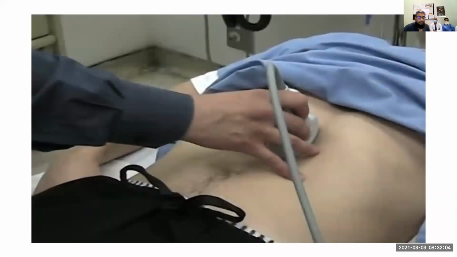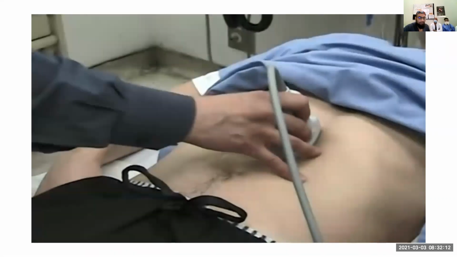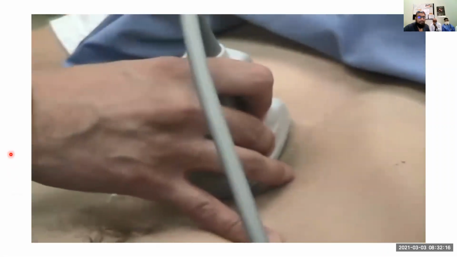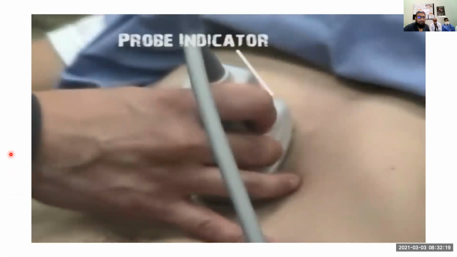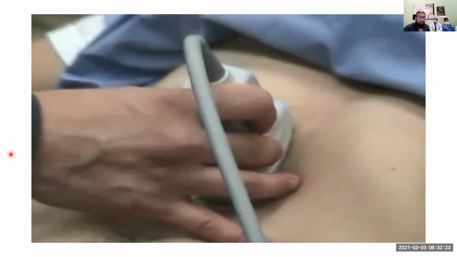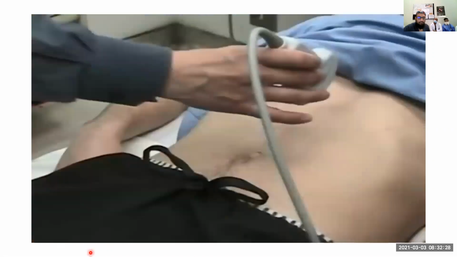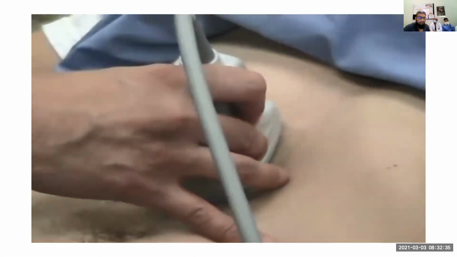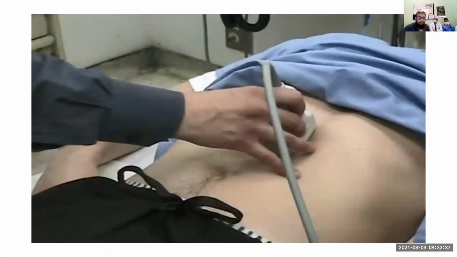All right, let's go to another one. So this is just a video to show us how it's done, okay? Here, it's just taking a linear 3 to 5 megahertz probe. He's aiming the indicator towards the head. He's placing it just under the xiphoid process, and then he's just sliding 1 to 2 centimeters to the patient's right. So that's the deal. Probe goes just under the xiphoid. Slide 1 to 2 centimeters to the patient's right, and you just tilt towards the heart.